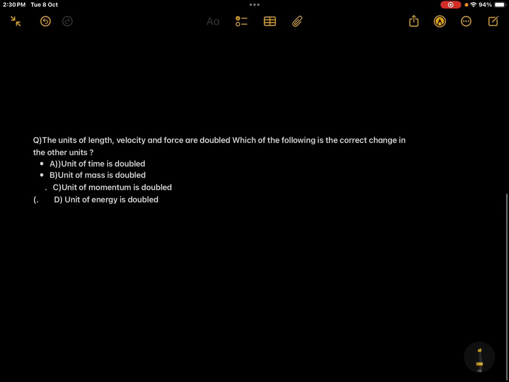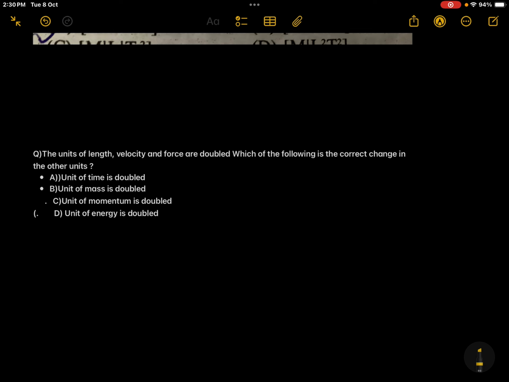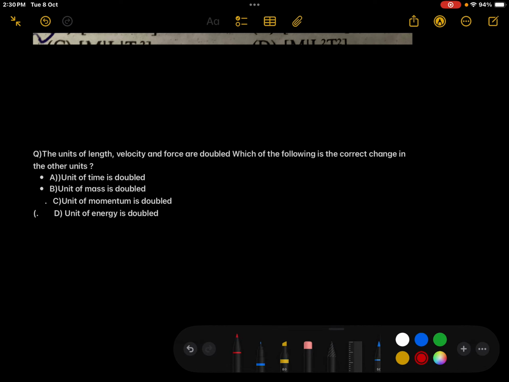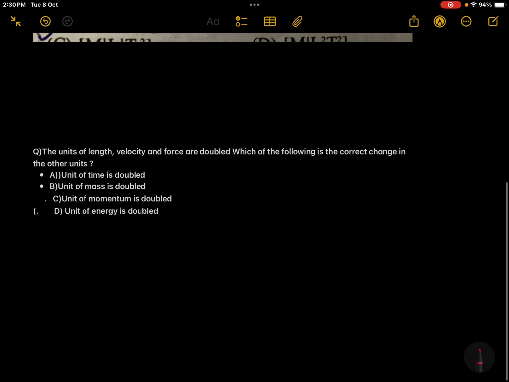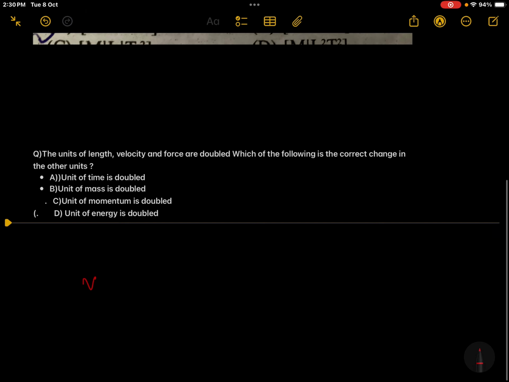So we have a question: the units of length, velocity and force are doubled. Which of the following is the correct change in the other unit? First, let's pick up the velocity. We have this velocity term, and it is being doubled. So let us write velocity is equal to distance upon time.